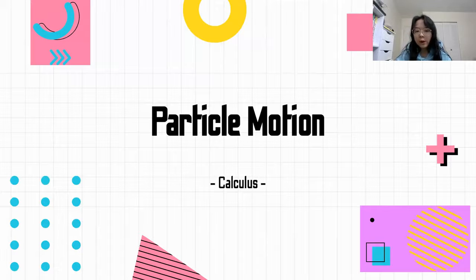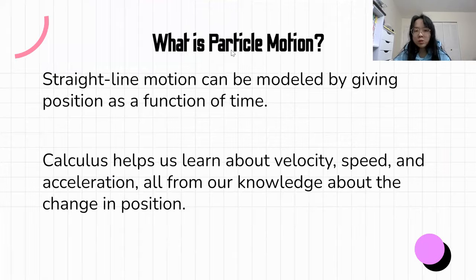This video will be about particle motion in calculus. What is particle motion? Straight line motion can be modeled by giving position as a function of time. Calculus helps us learn about velocity, speed, and acceleration, all from our knowledge about the change in position.